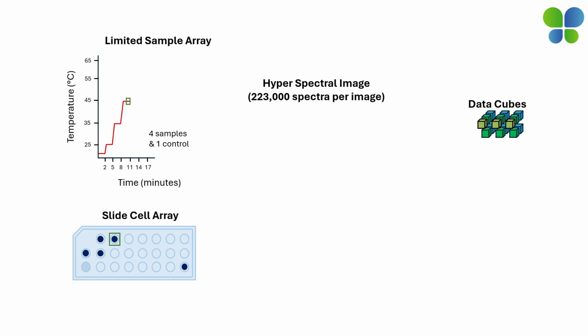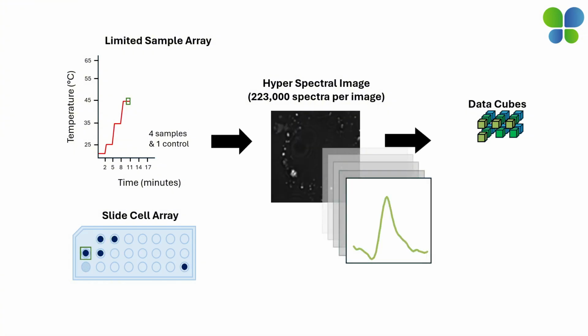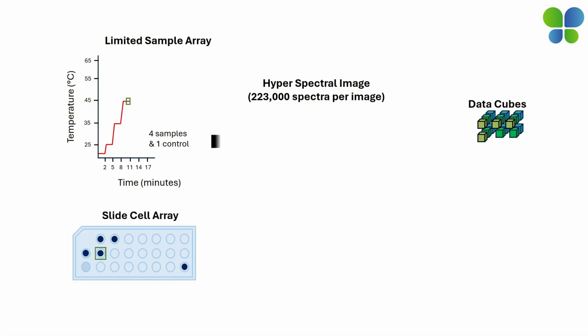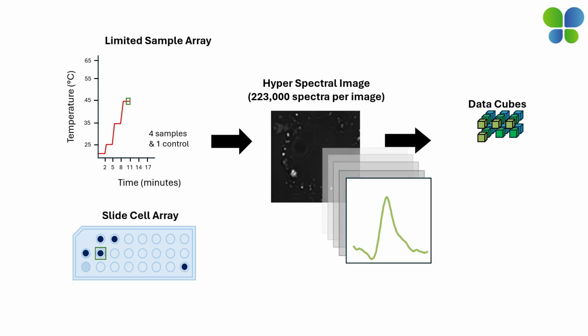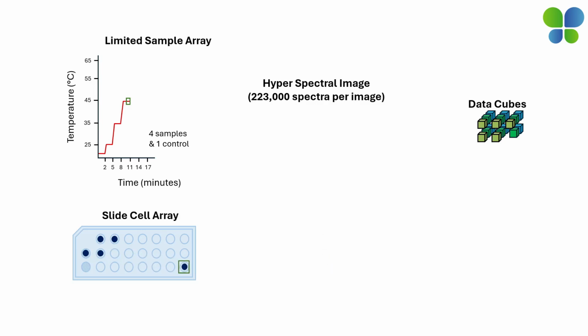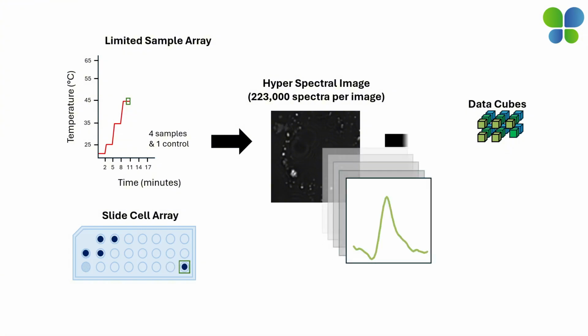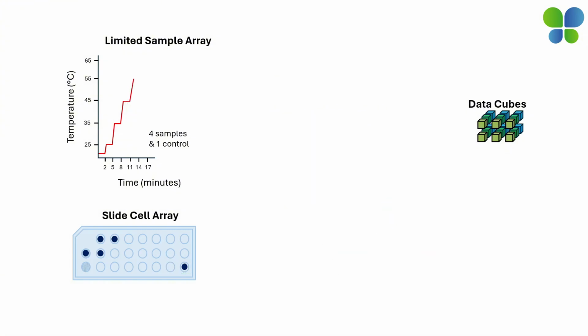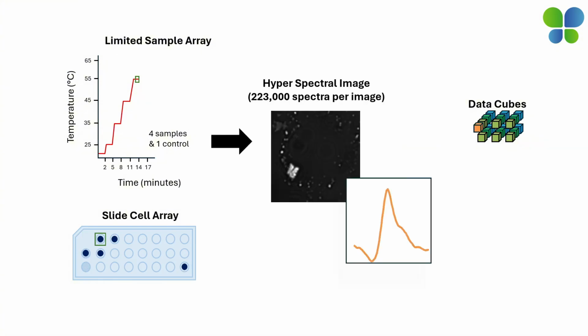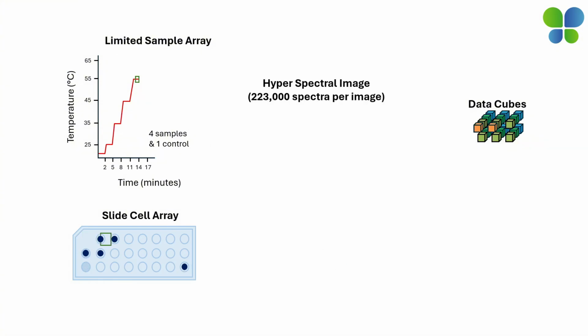Once the hyperspectral image is collected in one well, the stage will move to the next well and collect the follow-on hyperspectral image. This process is repeated until all the images in the slide cell array have been acquired for that set temperature. The system will wait for the next set temperature to reach equilibrium and continue to cycle until the system reaches the last temperature and all the intended hyperspectral images have been acquired.